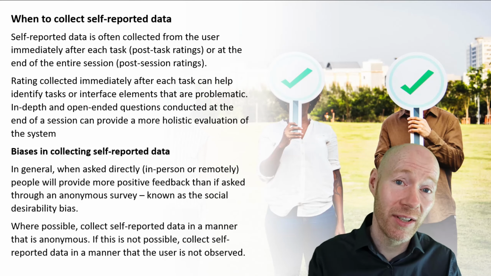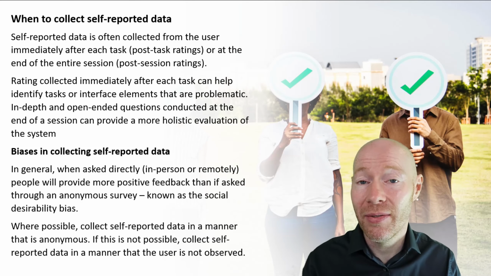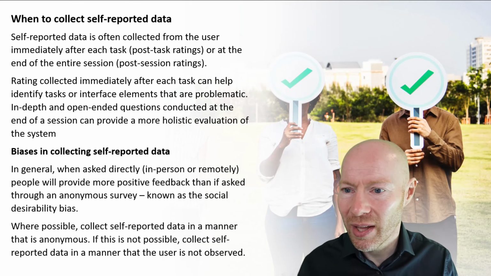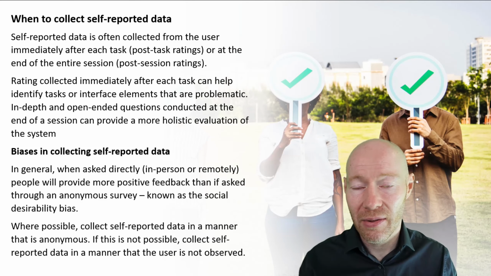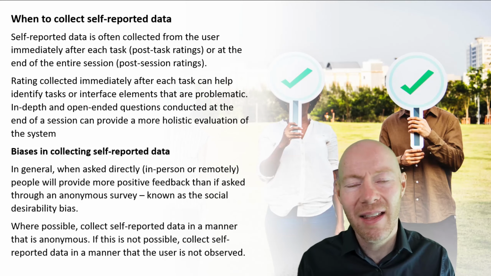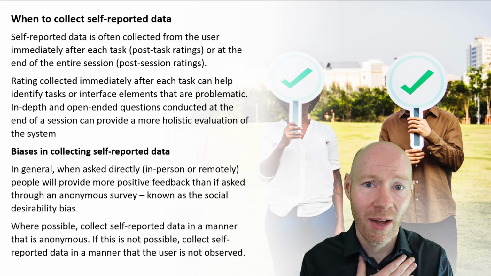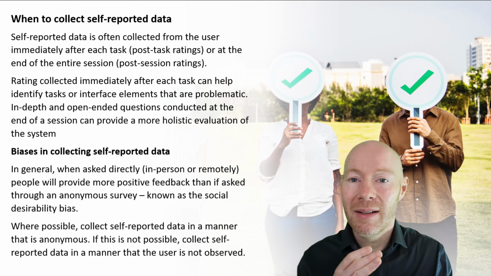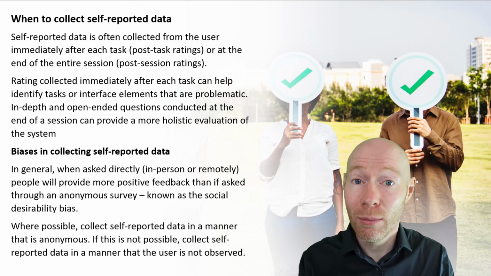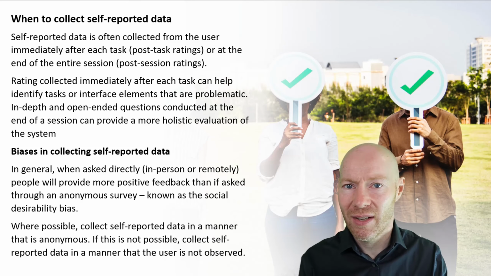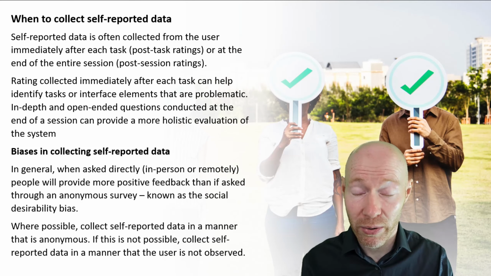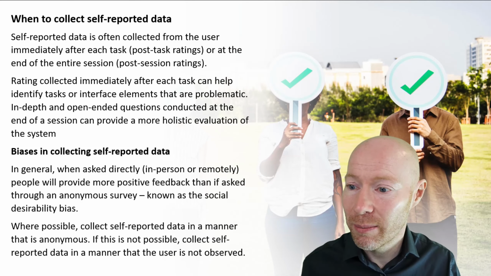It is important to be aware of biases in this. And as we talked about on the last slide, if we're asking somebody directly, either face-to-face, over the phone, anything like that, they're talking to us. Social desirability bias will kick in, and that's something we should be mindful of. If it's entirely anonymous, we're much more likely to get honest user feedback.